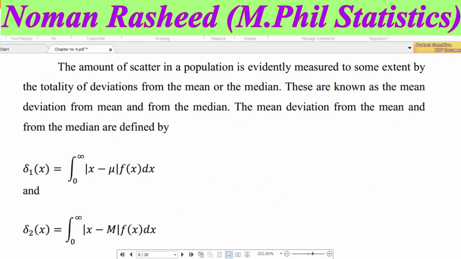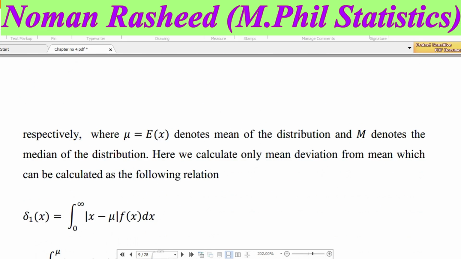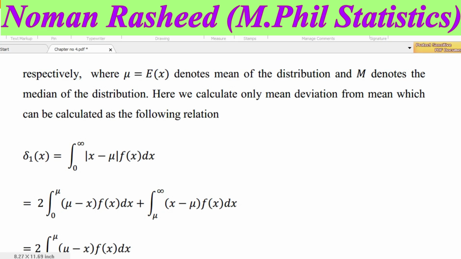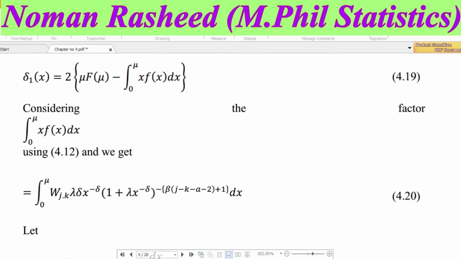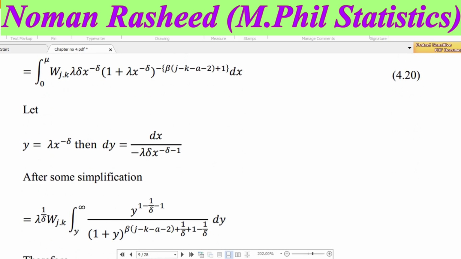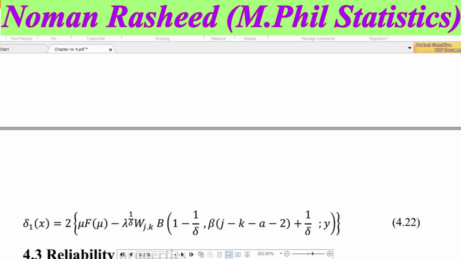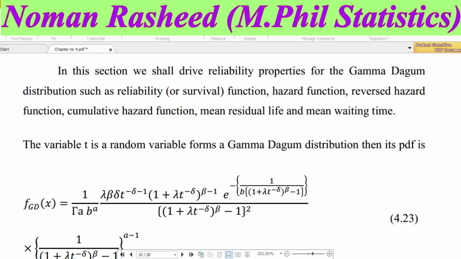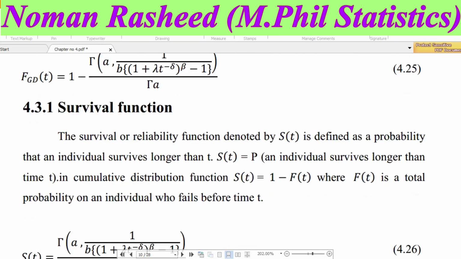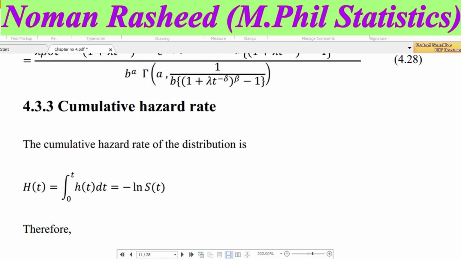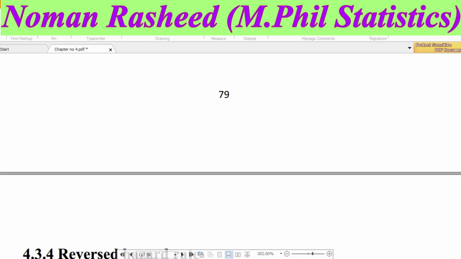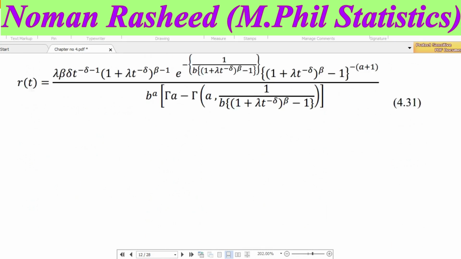Mean deviation from the mean: we integrate the modulus value and this expanded value can be written as delta 1, the so-called mean deviation from the mean, and it can be obtained as this. It is also part of this research. Reliability properties: in reliability properties I obtain the survival function, hazard function, failure rate, hazard rate and cumulative hazard function. Similarly, we also obtain the reverse hazard rate.